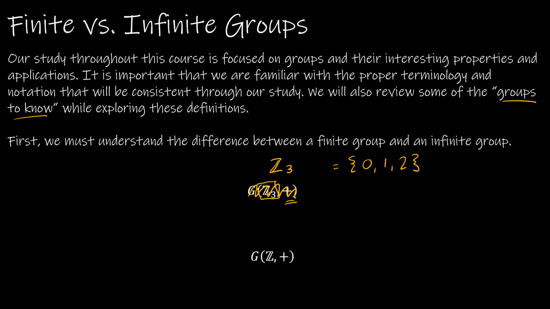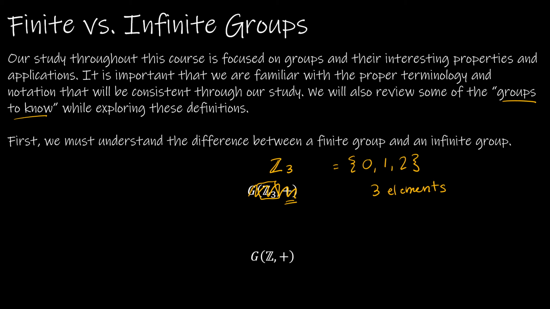So this is a finite group because it's countable. There are 3 elements in the set, 0, 1, and 2. And then if I would add 1 and 2, I would get 3, but 3 is actually 0 mod 3, and that's why there's only 3 elements in the group.